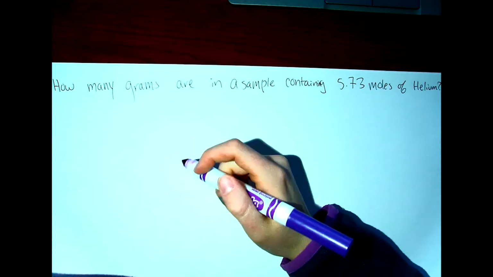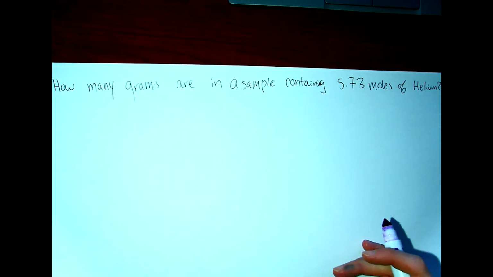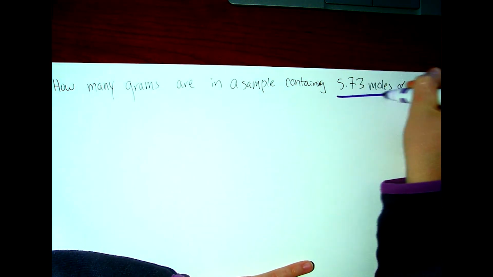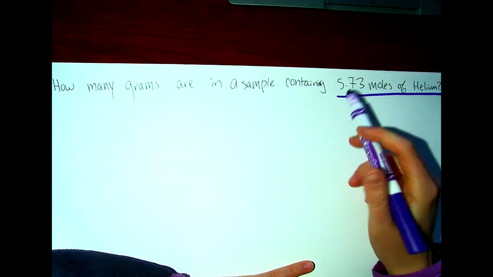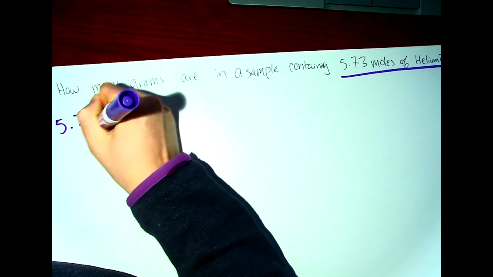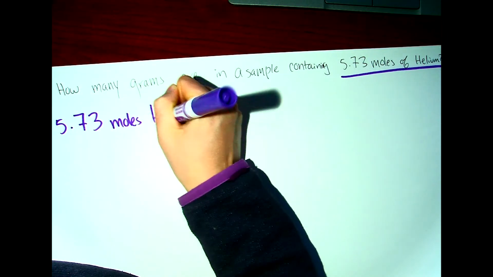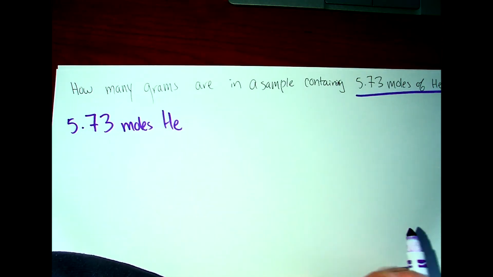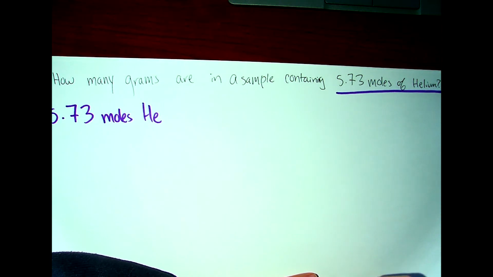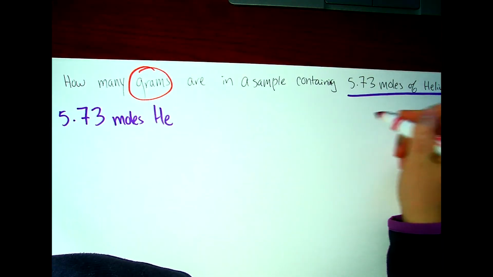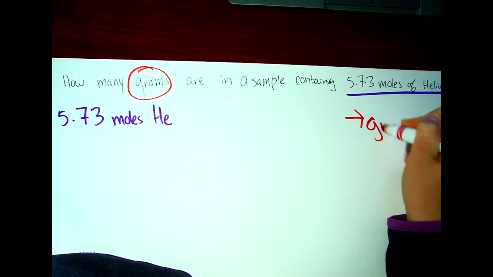For this example, we'll look at how many grams are in a sample containing 5.73 moles of helium. So we'll look for our given. That's usually the information with a number. And I see we've got 5.73 moles of helium. So that's what I'm going to go ahead and write first. 5.73 moles of helium. Helium is abbreviated He on the periodic table. So now I'll read my question again. How many grams are in a sample containing 5.73 moles of helium? And I'll see that my problem is asking for how many grams. So that's where I'm trying to end up. So I'm going to go ahead and write that down, that my goal is grams.